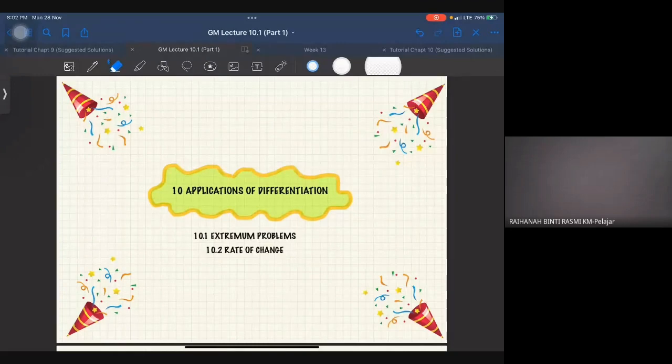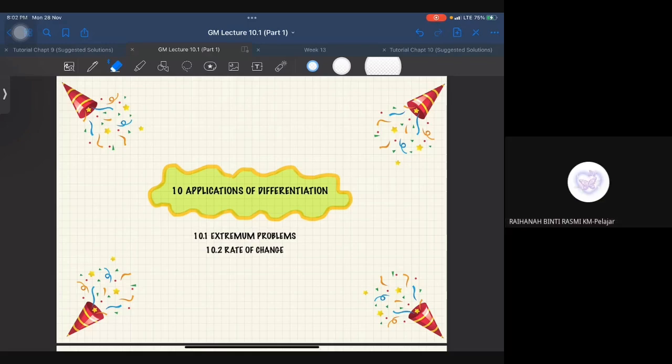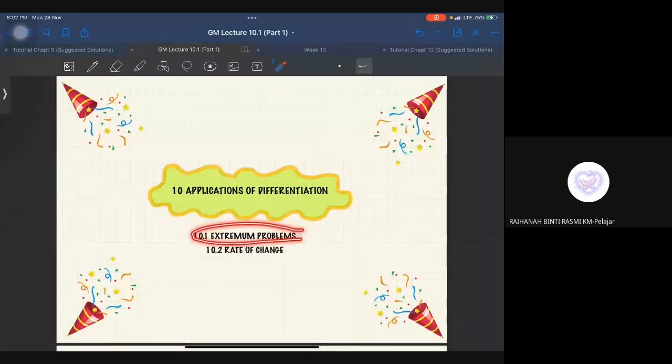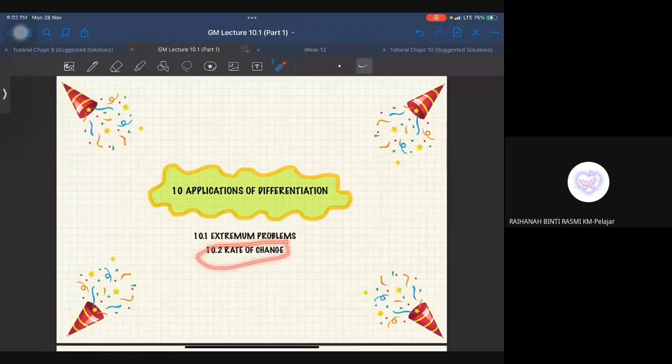So dalam this chapter dia ada dua pecahan subtopik sahaja. The first one is extremum problems. Okay, and then the second one is rate of change lah. So extremum problems ni dia panjang sikit, dia banyak sikit. There are 5 components dalam dia. Okay, and then rate of change ni ada satu sahaja. Okay, so kita akan belajar 10.1 sahaja hari ini and just for few parts sahaja, tak sebab pun dah habiskan semua.